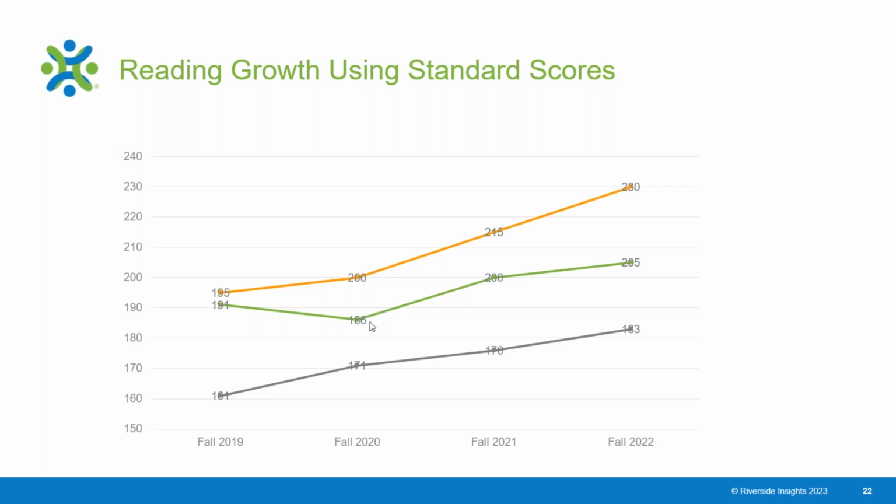This kind of information is available through Data Manager in the part of the reporting system that deals with longitudinal growth reports, just for those of you who are interested in where to find this information. And your Riverside consultants can also assist you in extracting this kind of information from your own database if you're a Data Manager user.